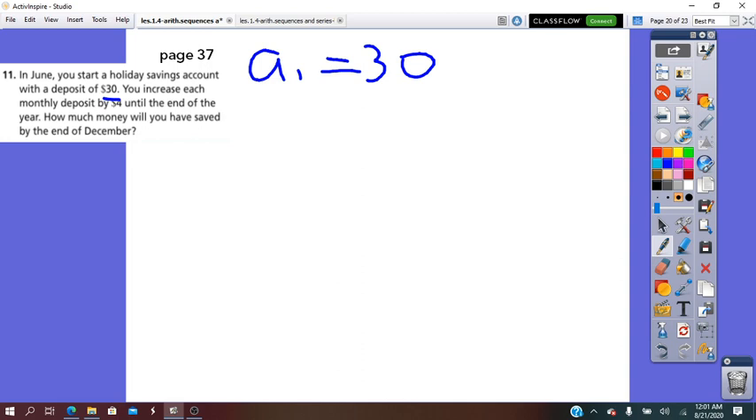So each month after June, you will do a plus 4, plus 4, plus 4 in your account, which means that the 4 will represent the common difference until the end of the year. The question is, how much money will you save by the end of December? From June to December, there are 7 months.